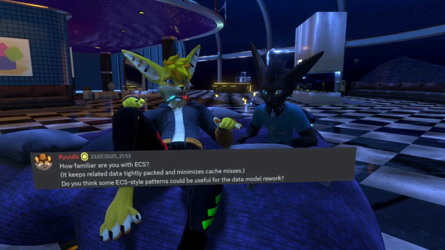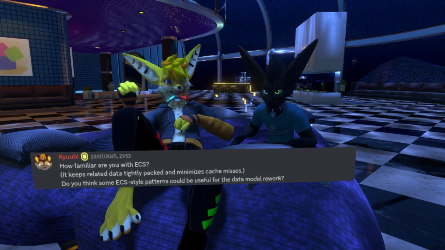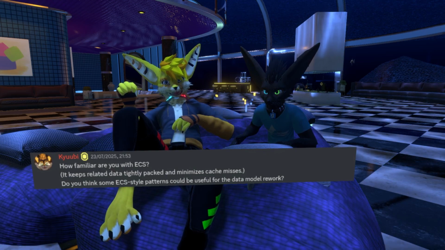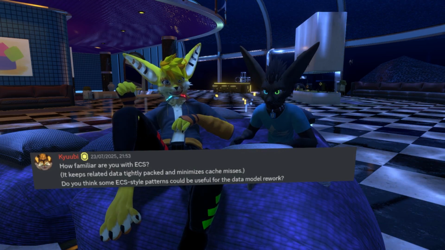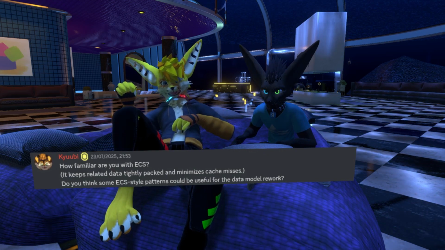Next question's from Kyubi. How familiar are you with ECS? It keeps related data together, minimizing cache misses. Do you think some ECS style patterns could be useful for the data model rework?